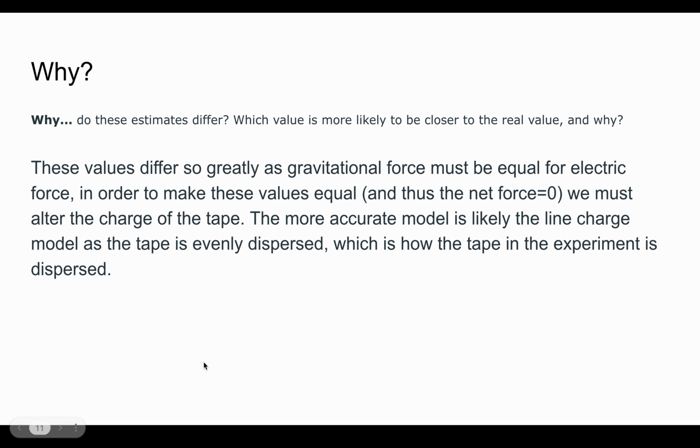Why do these estimates differ, and which value is more likely to be closer to the real value, and why? These values differ so greatly because the gravitational force must be equal to the electric force. In order to make these values equal, and thus the net force zero, we must alter the charge of the tape. The more accurate model is likely the line charge model, as the tape is evenly dispersed with charge, which is how the tape in the experiment is charged.